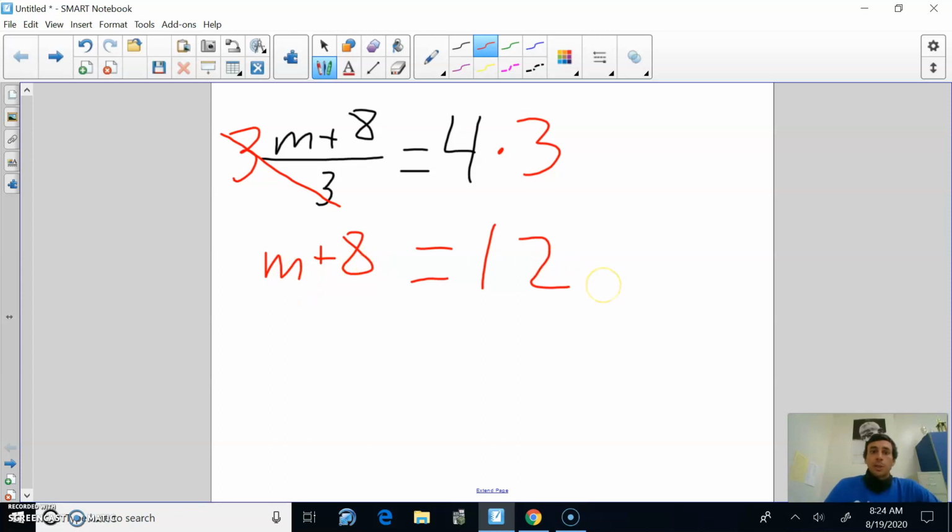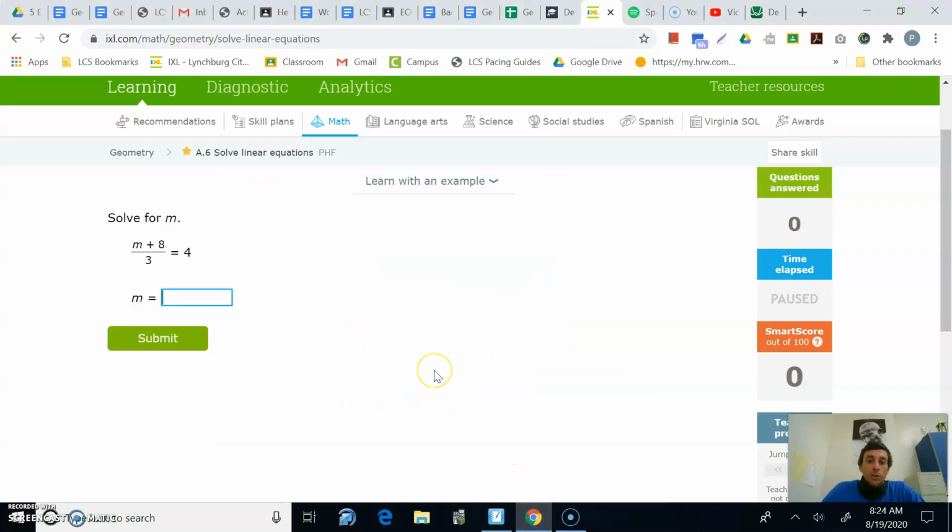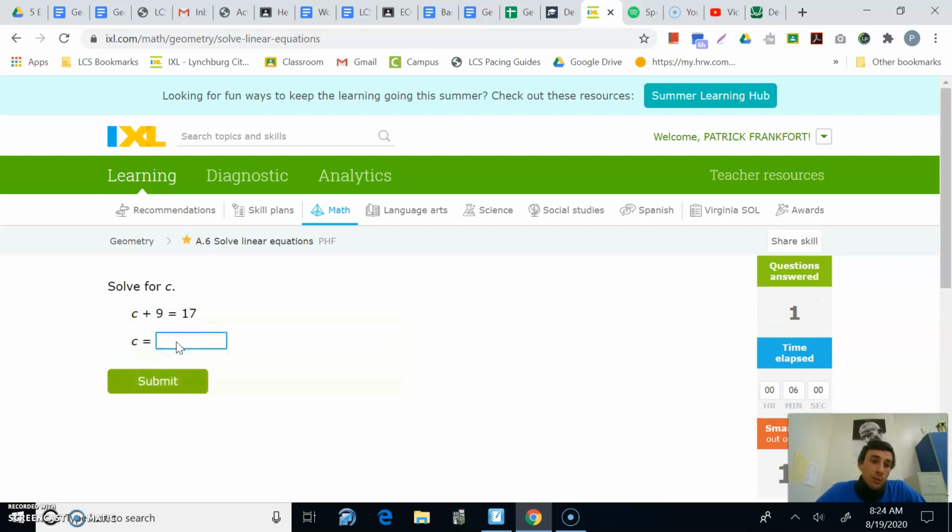Okay, well, so some of you are probably already realizing what it is, but the step next to get it isolated is to subtract 8 on both sides. And how much work you show is kind of up to you on this. This is really not a super hard problem. Some of you can probably do it in your heads. But when you solve it, turns out m equals 4. So going back to IXL, we just put in that m equals 4. And there you have it.